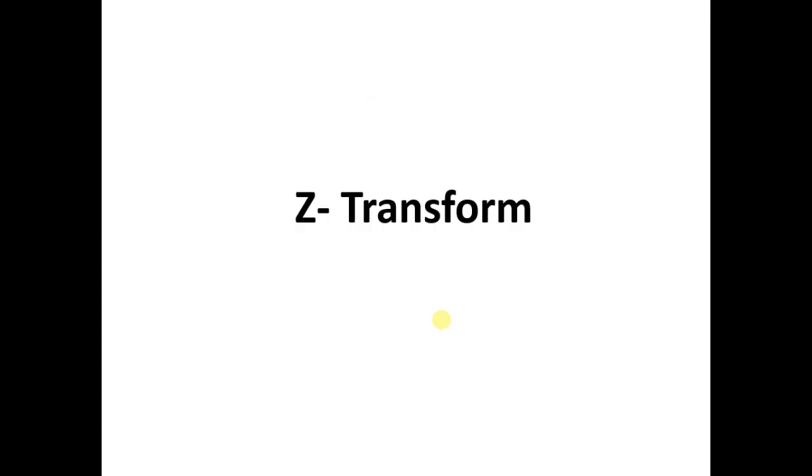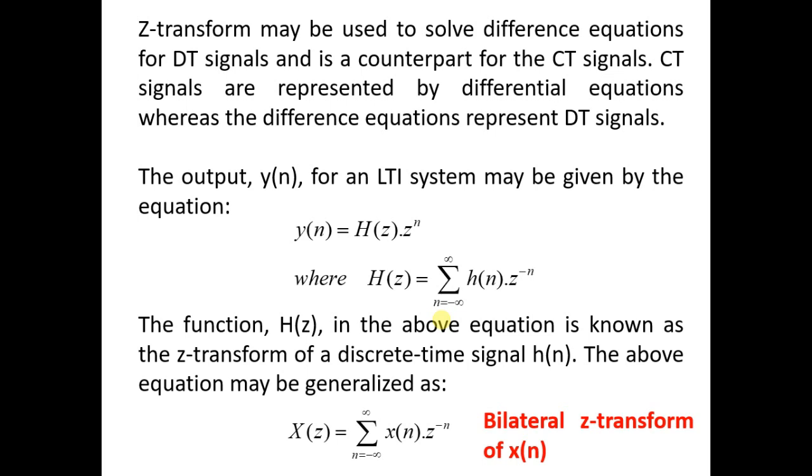Now coming to the Z transform, you need to understand the Z transform over here. So what is the Z transform? The Z transform is given by this equation: X of z equals the summation of n equals minus infinity to infinity of x of n z to the power minus n. Basically what it says is that if you have x of n, then if you multiply with z to the power minus n and add up for all the n's, you will get the Z transform of x of n.